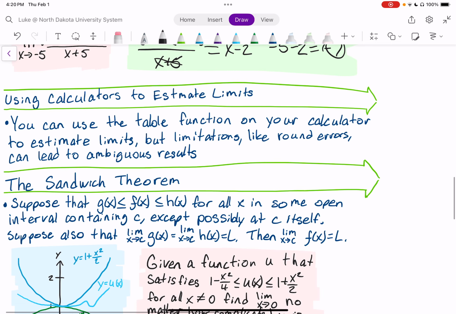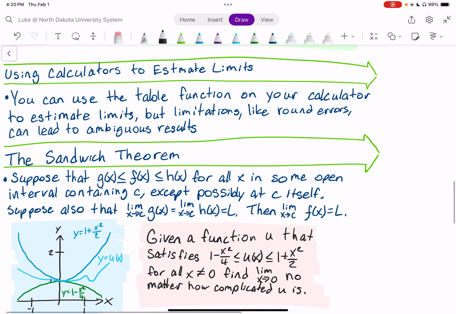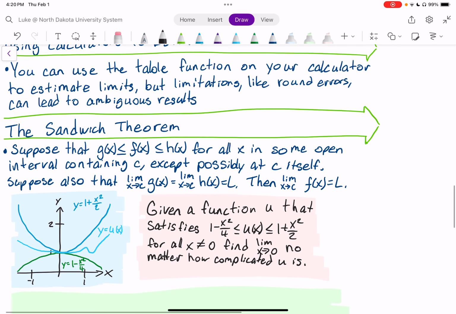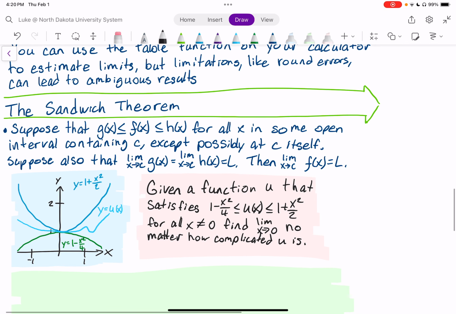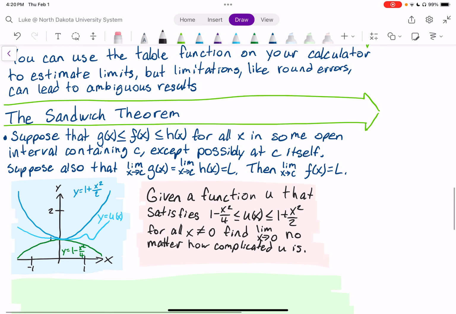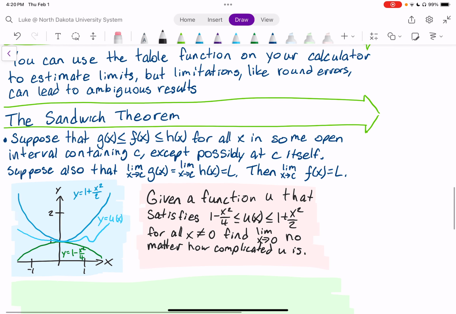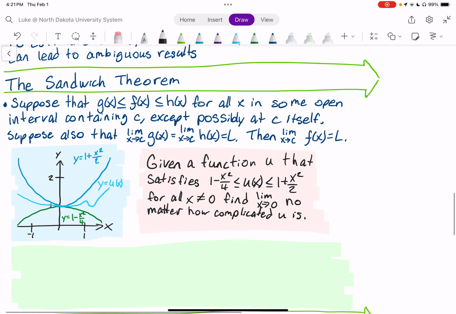Okay. Using calculators to estimate limits. I'm not going to go over any examples for this, but you can use the table function on your calculator to estimate the limits. But calculators have a lot of limitations because they don't do things in the same way that we do. So there could be rounding errors and other limitations. So you're probably going to get ambiguous results on certain limits. That wasn't a great way of putting it, but just be careful when you're using your calculator.